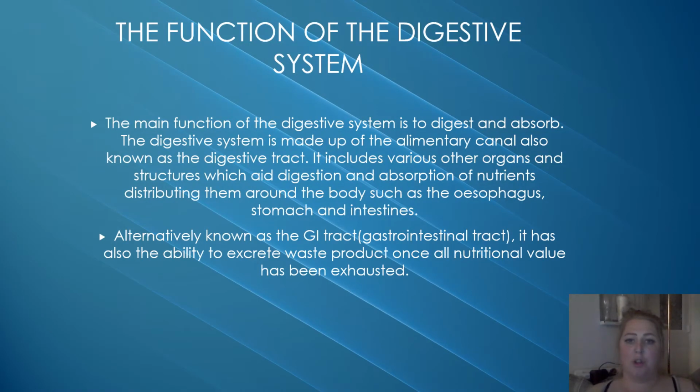The main function of the digestive system is to digest and absorb. The digestive system is referred to as the body's food processing factory, and food has to be made into smaller units before it can be used and absorbed by the body. It is also alternatively known as the GI tract or the gastrointestinal tract, and also has the ability to excrete waste products once all nutritional value has been exhausted from the foods that we consume.